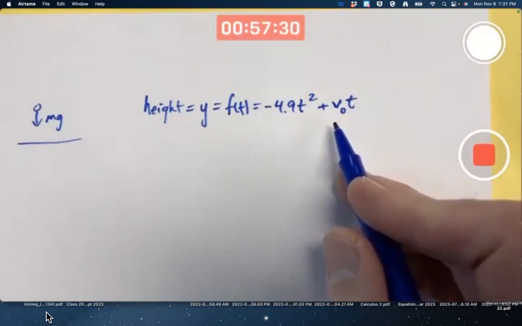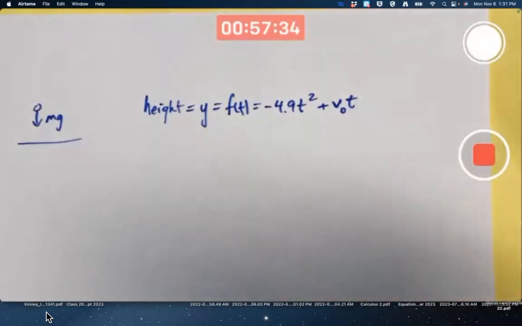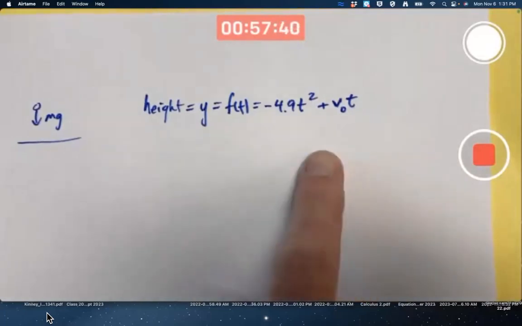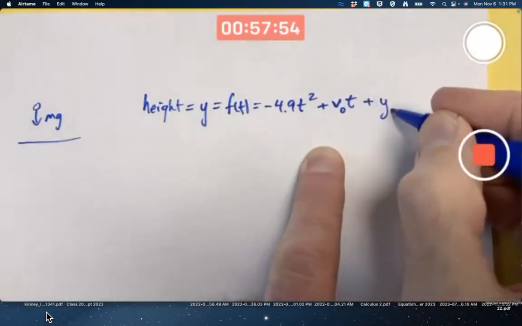Why am I calling it the upward velocity? Because if you throw the ball upward at first, you want the initial velocity to be positive. So v naught being positive means you throw the ball upward at first. If v naught is negative, then you throw the ball downward at first. If v naught is 0, then you're letting the ball go from rest. Plus the initial height, y naught.